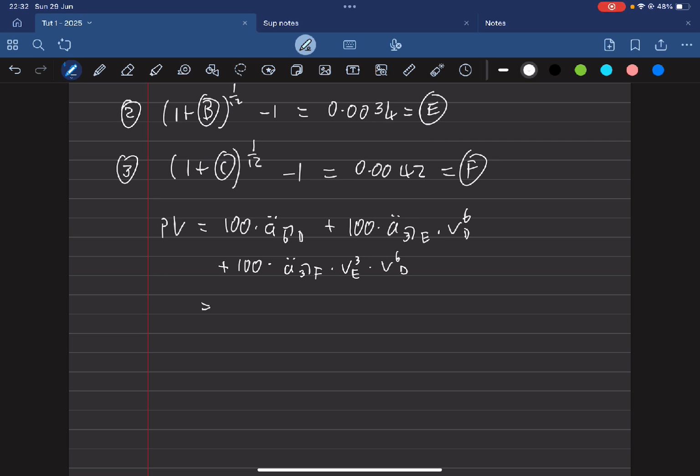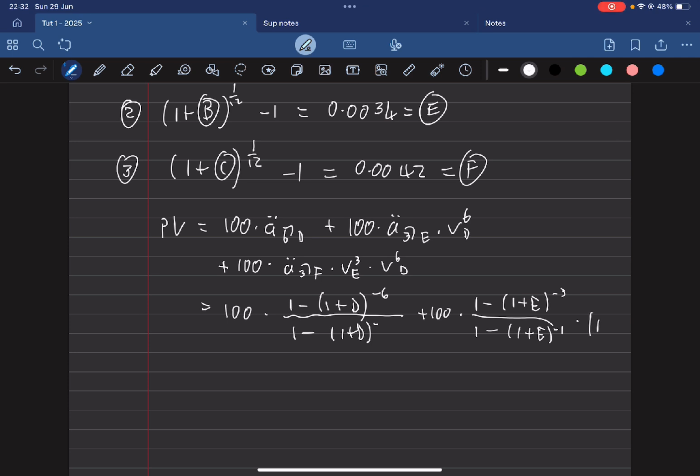Perfect. So let's expand this so we can type it into our calculator. So it's going to be 100 times (1 minus (1 plus D) to the power of negative 6) over (1 minus (1 plus D) to the negative 1) plus 100 times (1 minus (1 plus E) to the negative 3) over (1 minus (1 plus E) to the negative 1). We have to times it by (1 plus D) to the negative 6 plus 100 times (1 minus (1 plus F) to the negative 3) over (1 minus (1 plus F) to the negative 1) times (1 plus E) to the negative 3 times (1 plus D) to the negative 6.